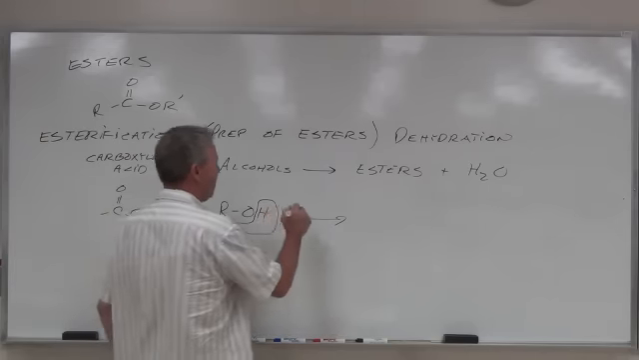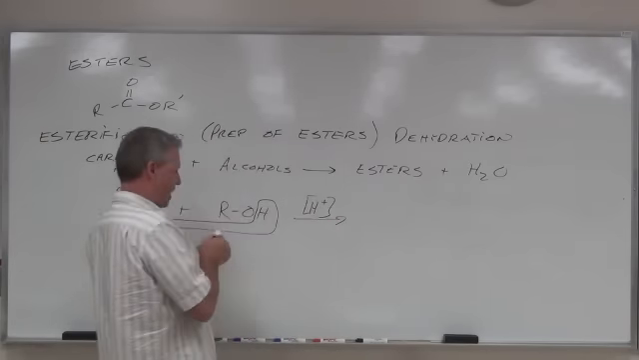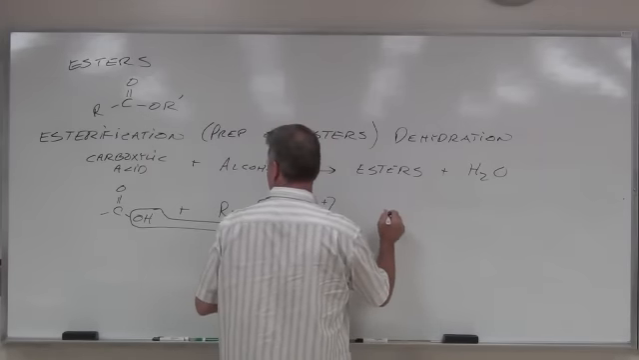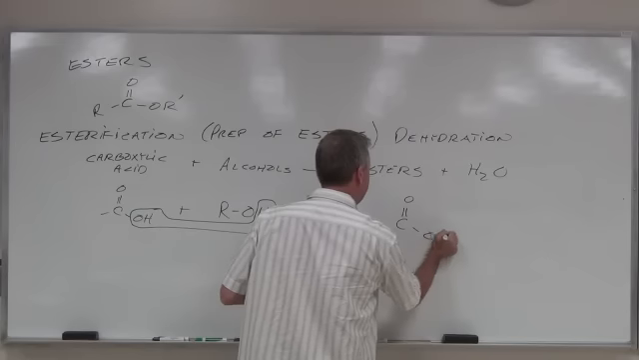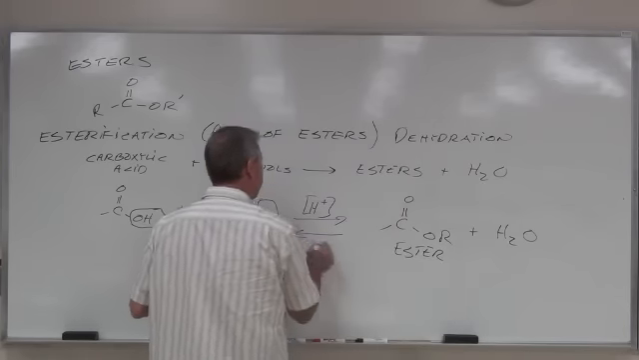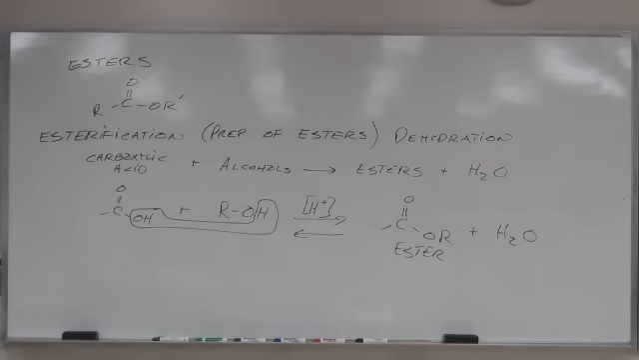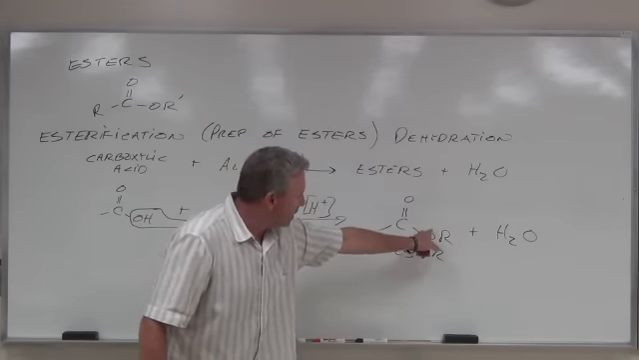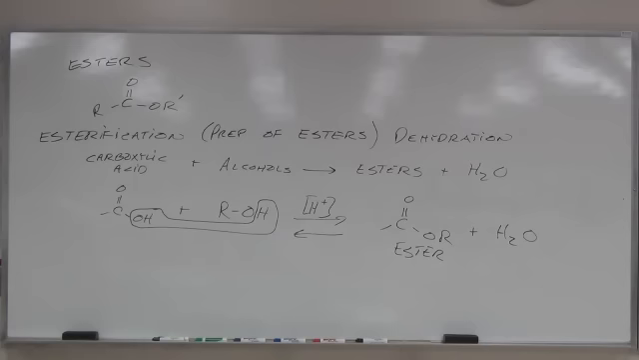This is acid catalyzed, which means we have to throw an acid in to get this thing going. And we're going to end up with our ester plus water. Now, this is a reversible reaction because the breakdown of esters is called hydrolysis. We're going to see that in just a minute. We're going to split this water into H and OH, and we're going to add OH back across here and H to the OR group to give it the alcohol functional group back.